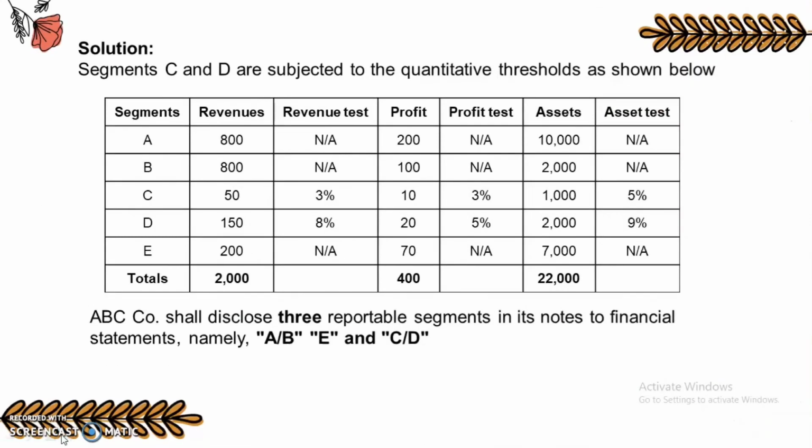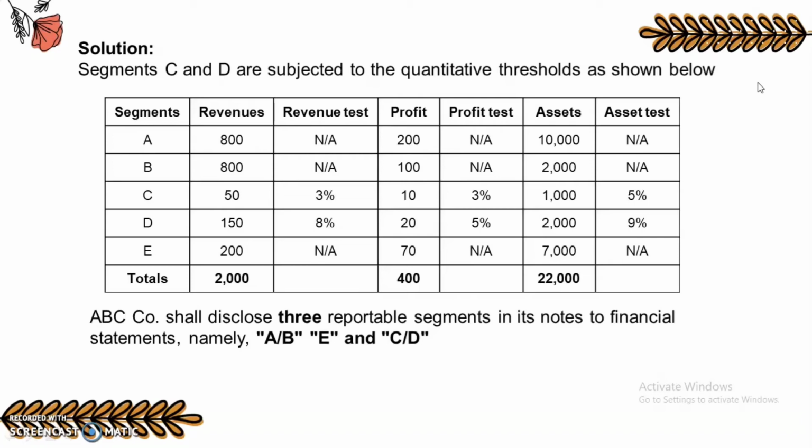Now, let's move on to the solution. Segments C and D are subjected to quantitative thresholds as shown below. Bakit C at D ang mga subjected? Ang segments A, B, at E ay reportable dahil ginagamit ito ng ABC Cost sa internal reporting. Kaya segment C at D lang ang ilist.